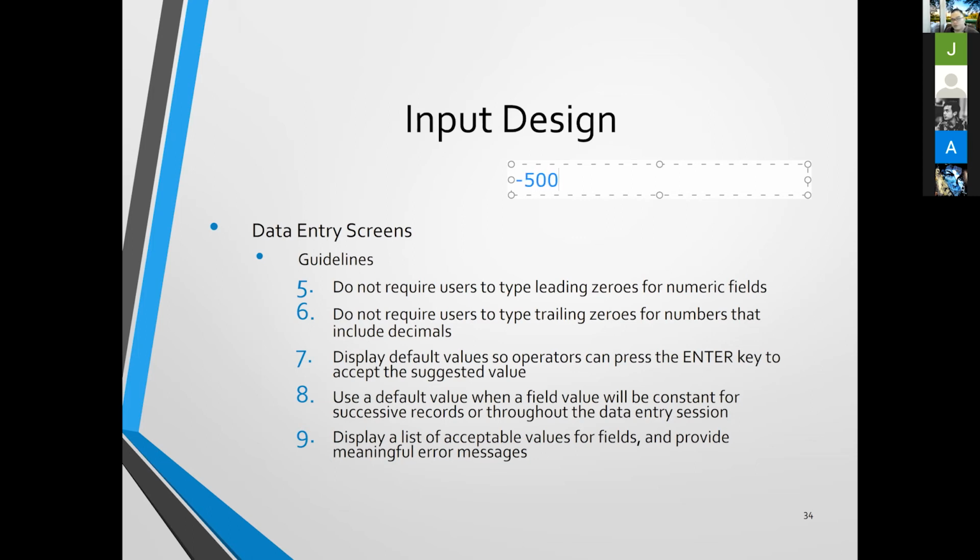Number 9: display a list of acceptable values for fields and provide meaningful error messages. For example, if this text box lets the users enter the amount of money they want to withdraw, and the user enters negative 500, this one is an error, right? You should show the error message for them that the number must be positive only, something like that, and let them change it.